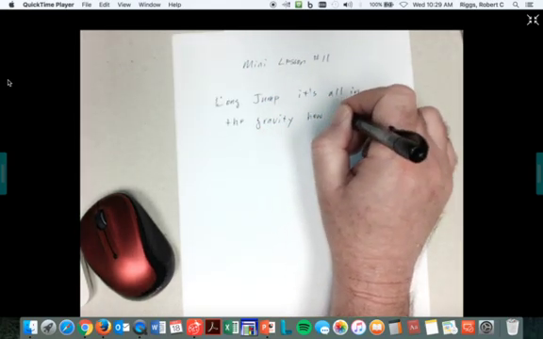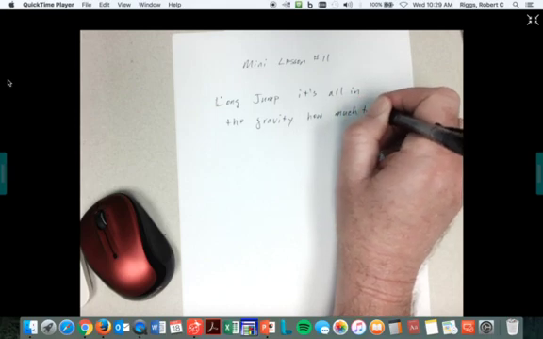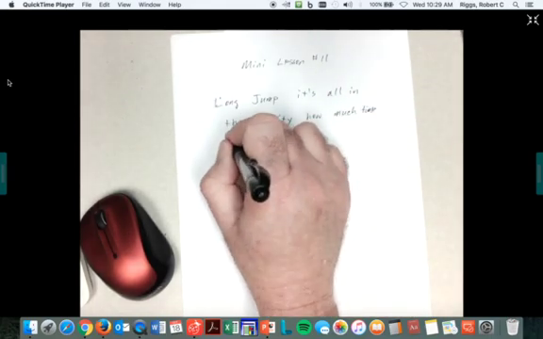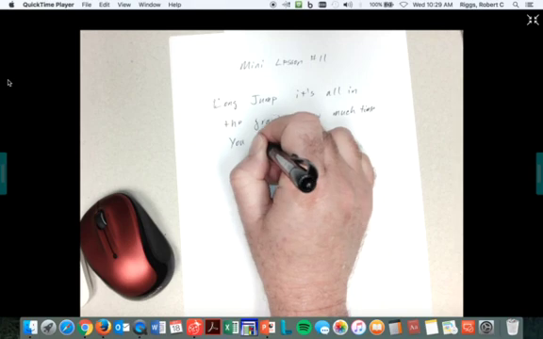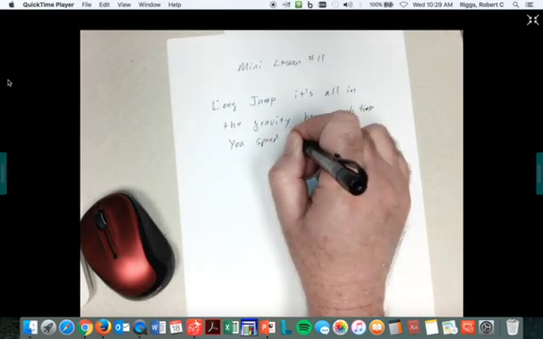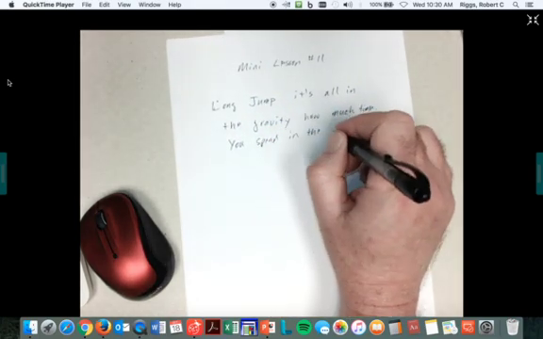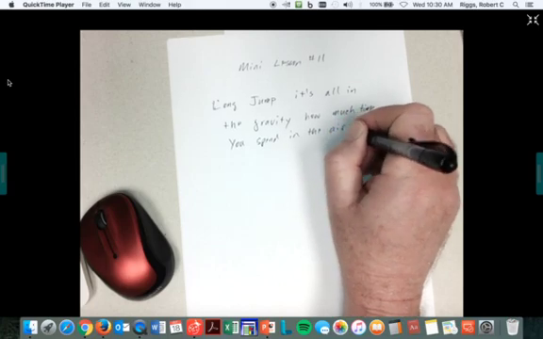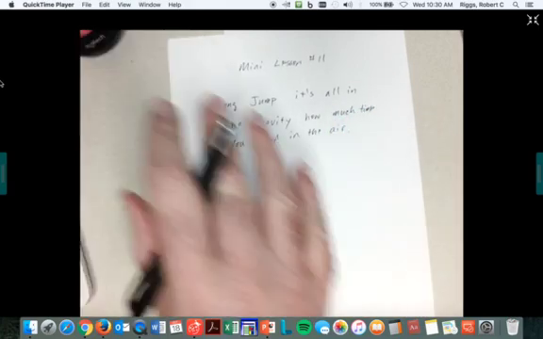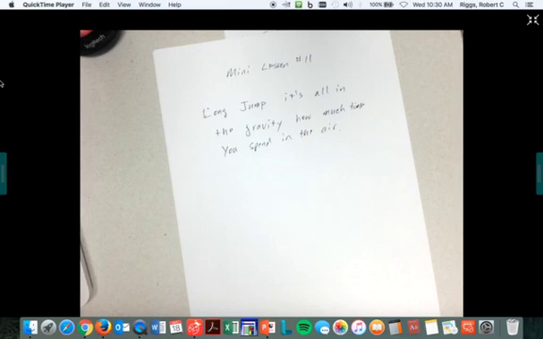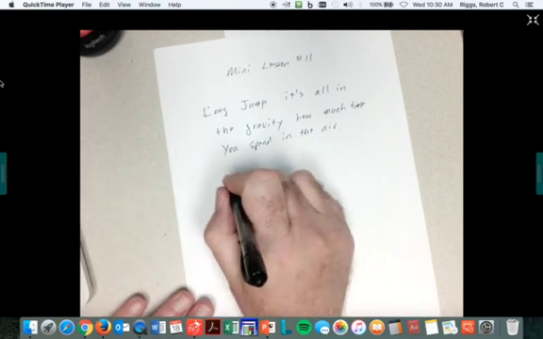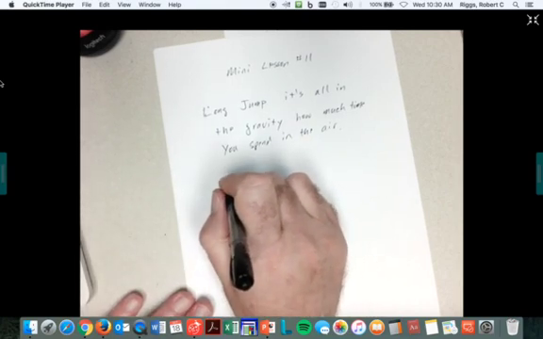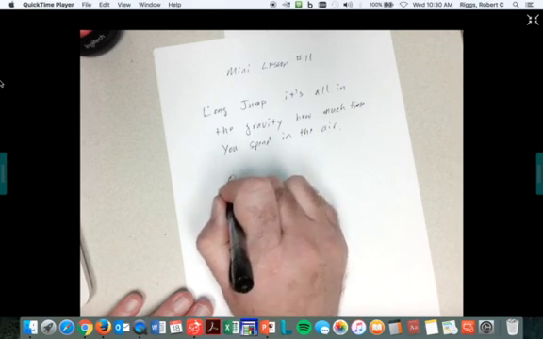How much time you spend in the air, and with a human body, we're going to follow your center of mass. So if you're running along, try and draw somebody running here.